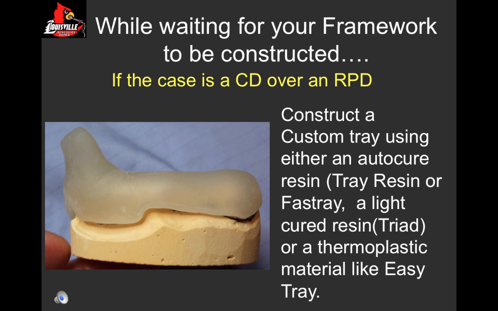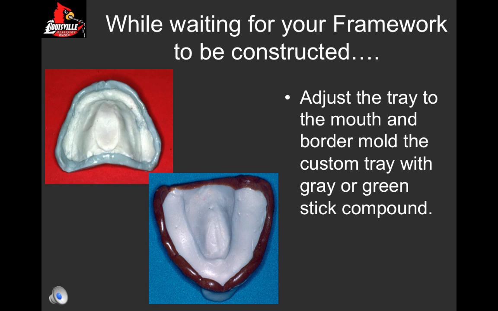While you're waiting for the framework to be constructed, make a custom tray on your primary cast. It can be constructed of auto-cure resin, light-cured resin, or a thermoplastic material. Trim the tray using the anatomy knowledge that you have so that you have as little adjustment as possible in the mouth. You may want to bring in your patient and adjust the tray to the mouth and border mold the custom tray with gray or green stick compound.